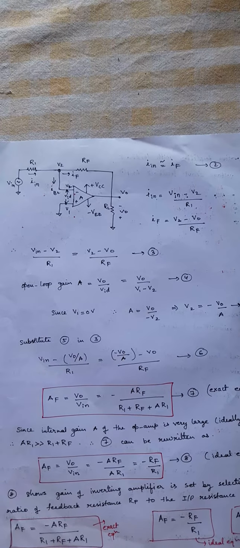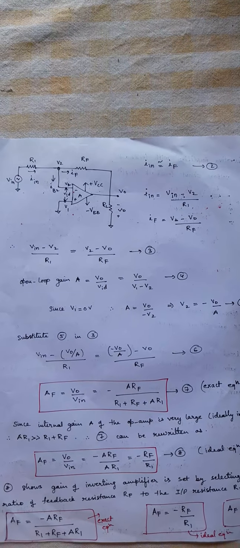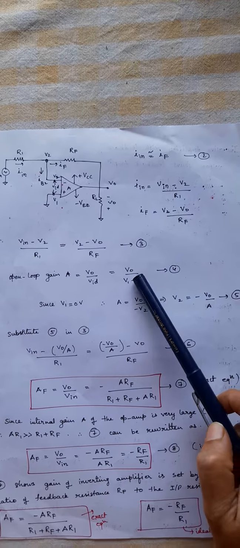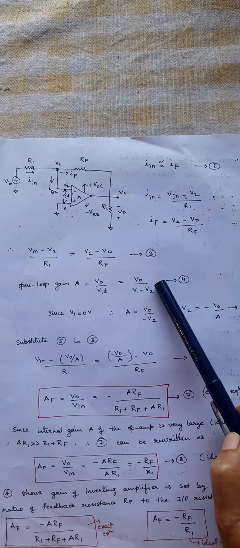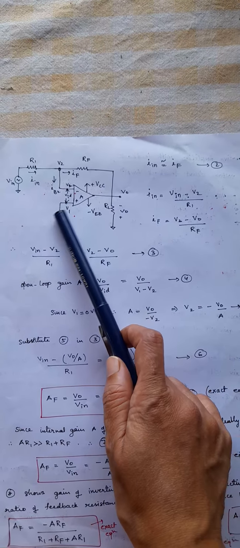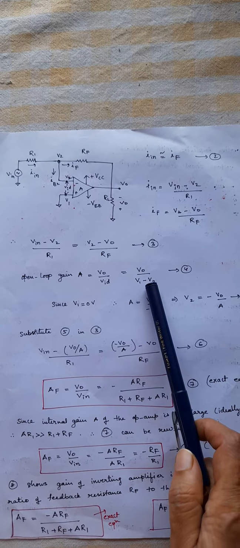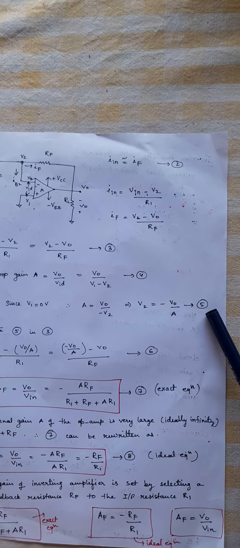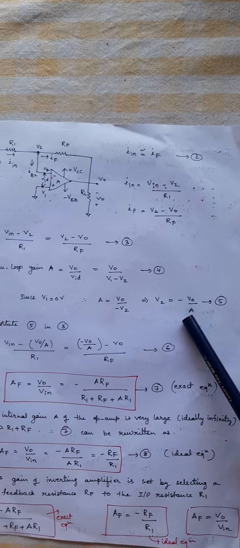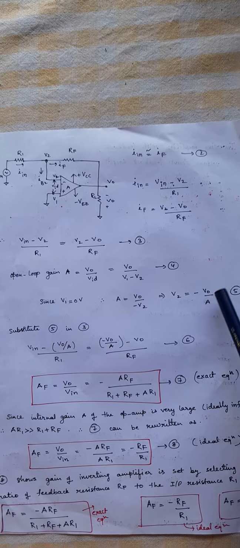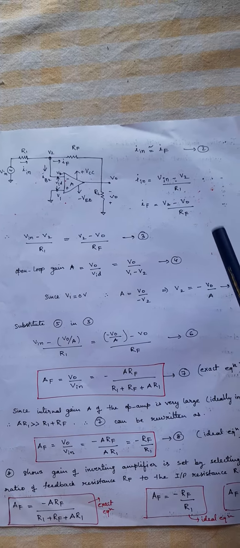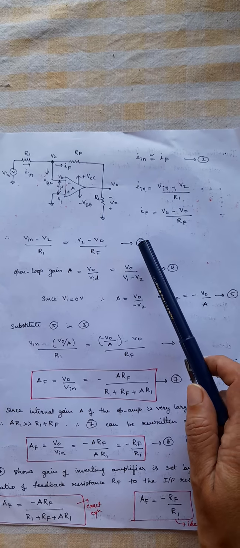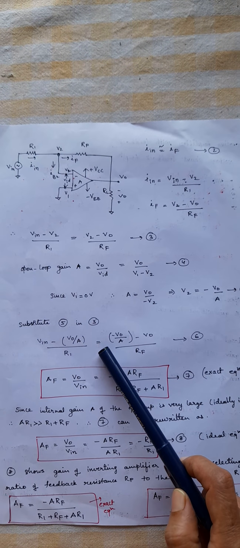What is open loop gain? A is equal to V0 by VID. What is VID? VID is the difference input voltage, so it is written as V0 by V1 minus V2. Since it's an inverting mode and V1 is 0, we write the A equation as V0 by minus V2. So what is the V2 equation? Minus V0 by A. Substituting this V2 equation, that is substituting equation 5 in equation 3, we write the equation in this way.